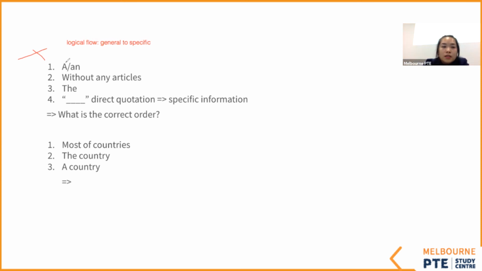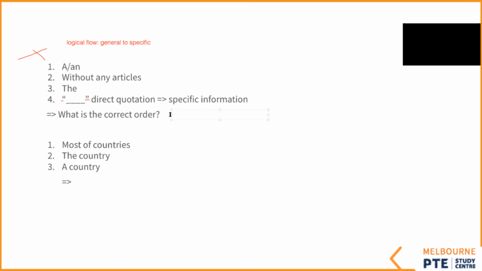So the first sentence starts with a or an. The second sentence has no article. The third sentence starts with the. And the last sentence starts with a direct quotation. So if I ask you guys to give me the order from general to specific, how are you going to make this order? Four, one, two, three. What do you know? 4, 1, 3, 2. 4, 1, 3, 2.